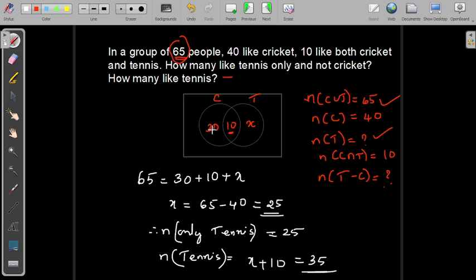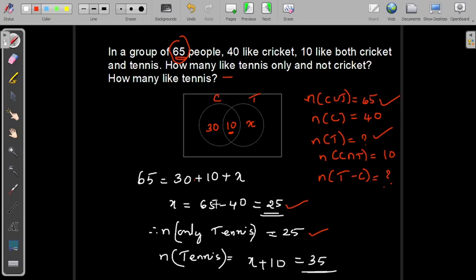Cricket 40, so the remaining would be 30. 30 plus 10 together it is 40. Only tennis, I don't know, so I'll take it as X. So the union value is given as 65 people. Union means this full region. When you take the sum of all this, 30 plus 10 plus X, it gives you 65. So X comes out to be 65 minus 30 minus 10, 65 minus 40, that gives you 25. So 25 people like only tennis, because this is in this region, so it is only tennis. Only tennis equal to 25.